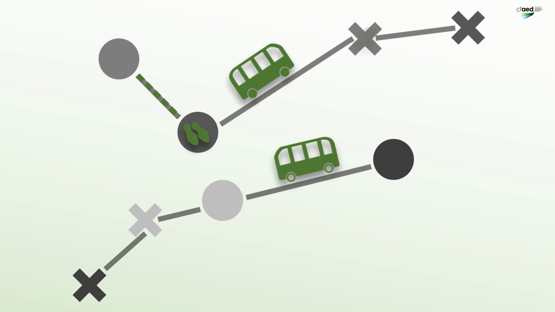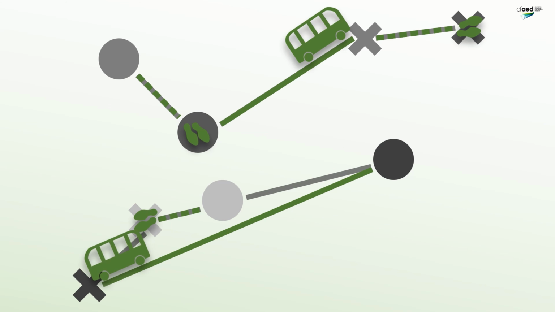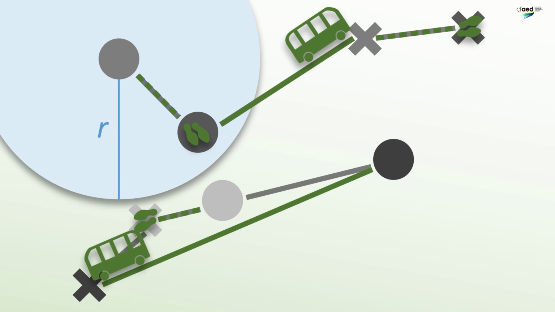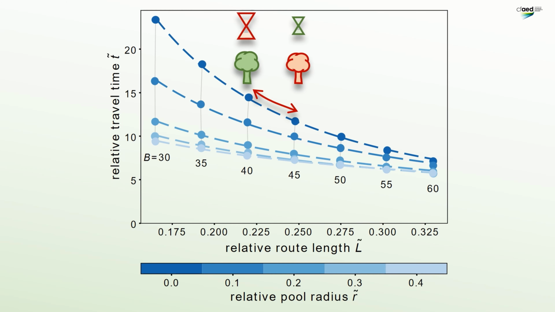Users might walk to a close stop such that buses need to stop less often and drive routes that are more direct. Dynamic stop positions keep the bus routes flexible. We limit the maximal walk distance by a system parameter, the pool radius R. For each fixed pool radius, we find the trade-off between relative route length and relative travel time.